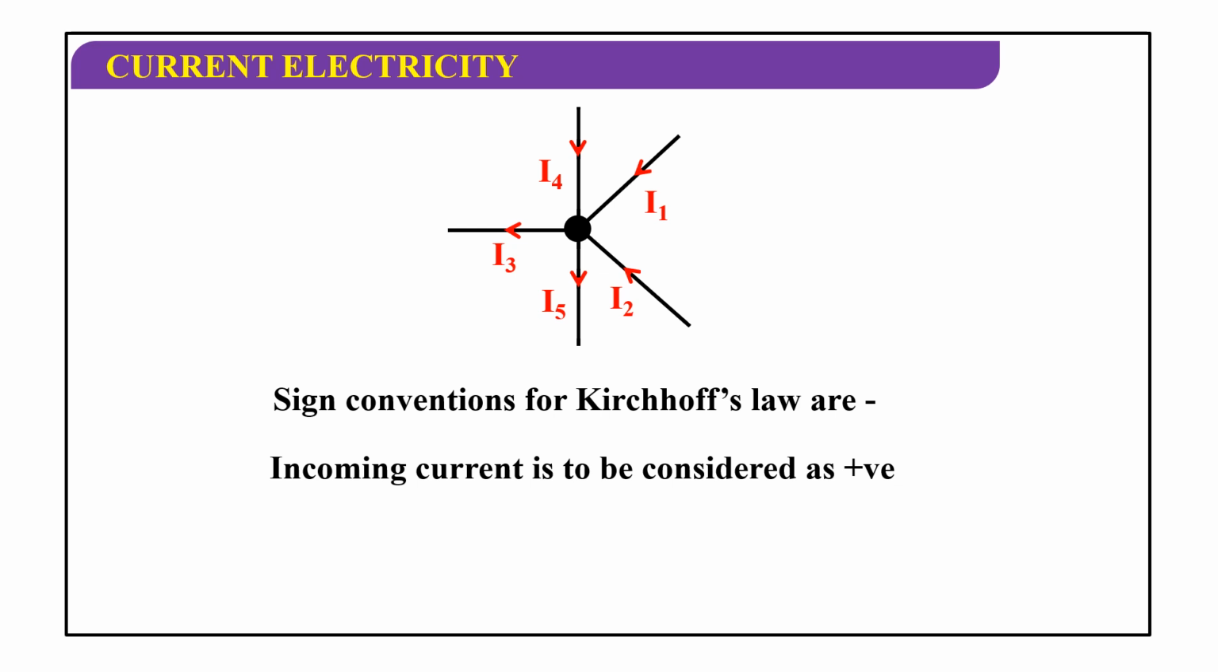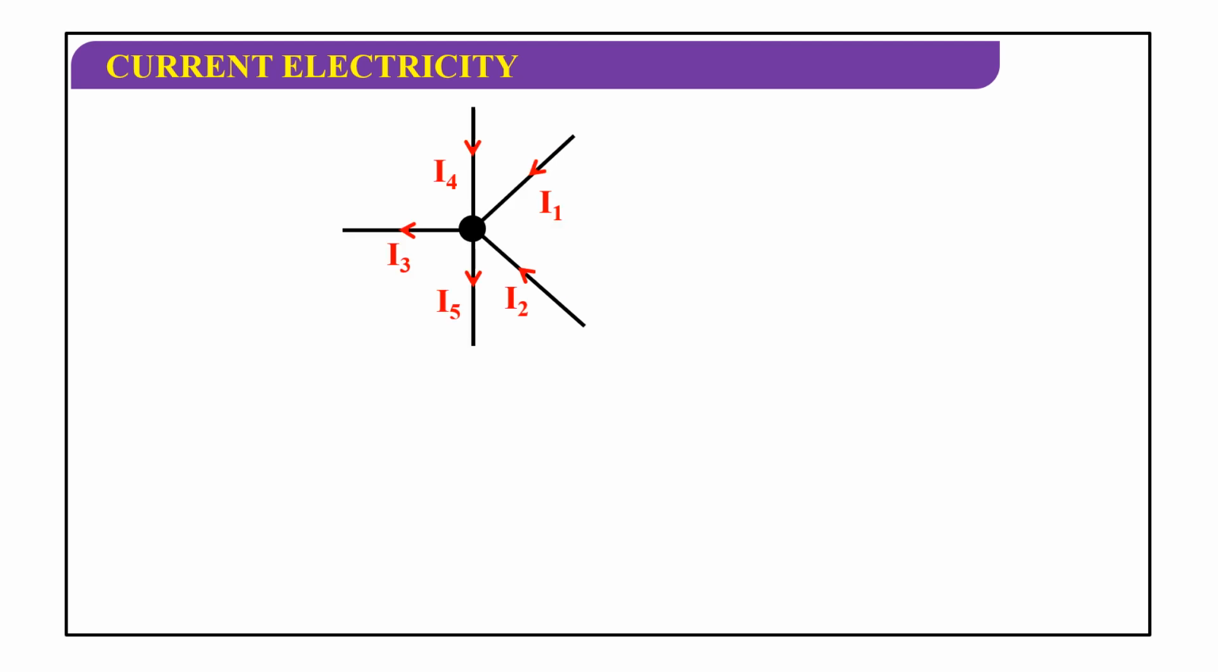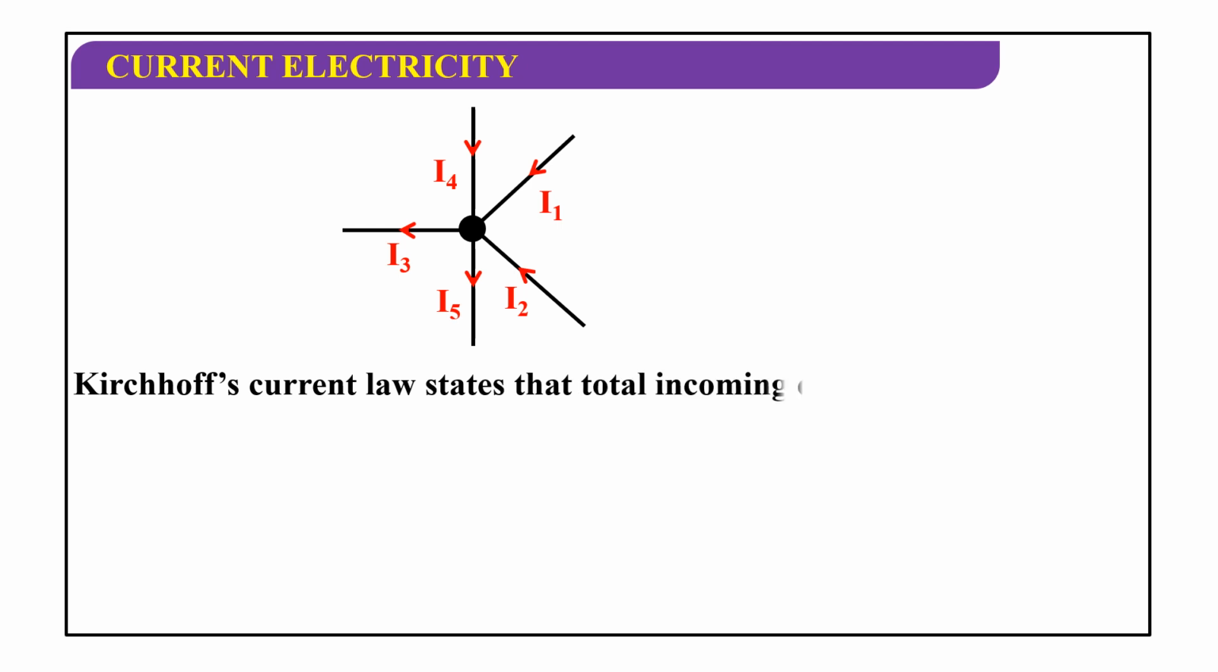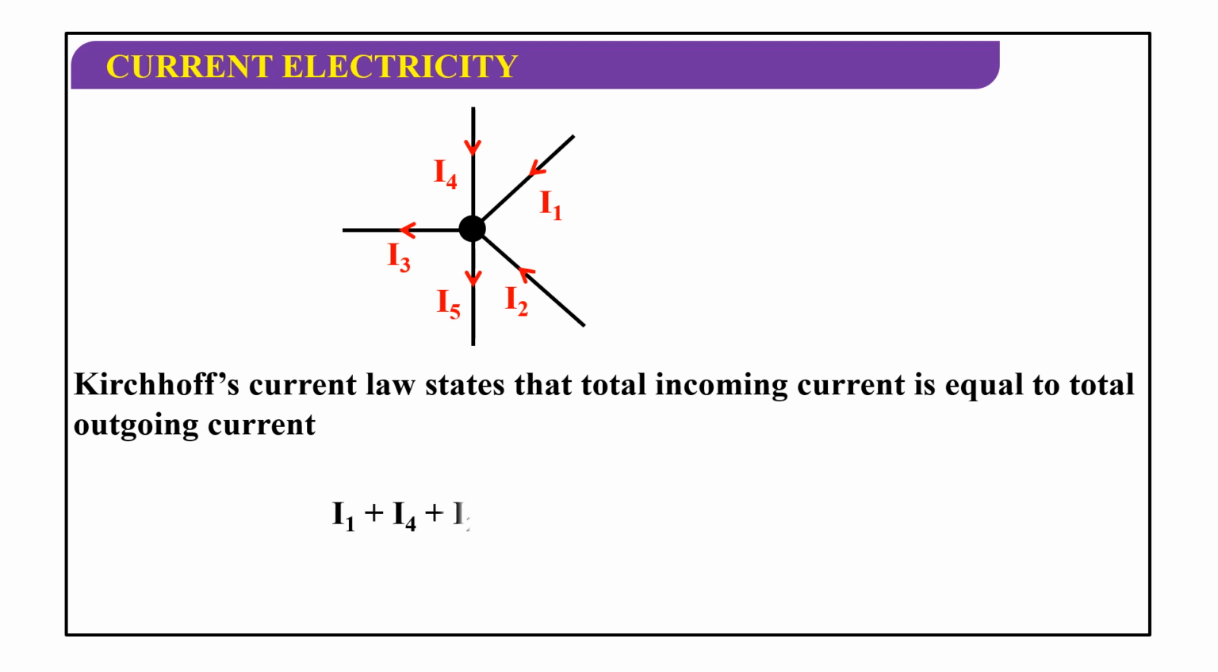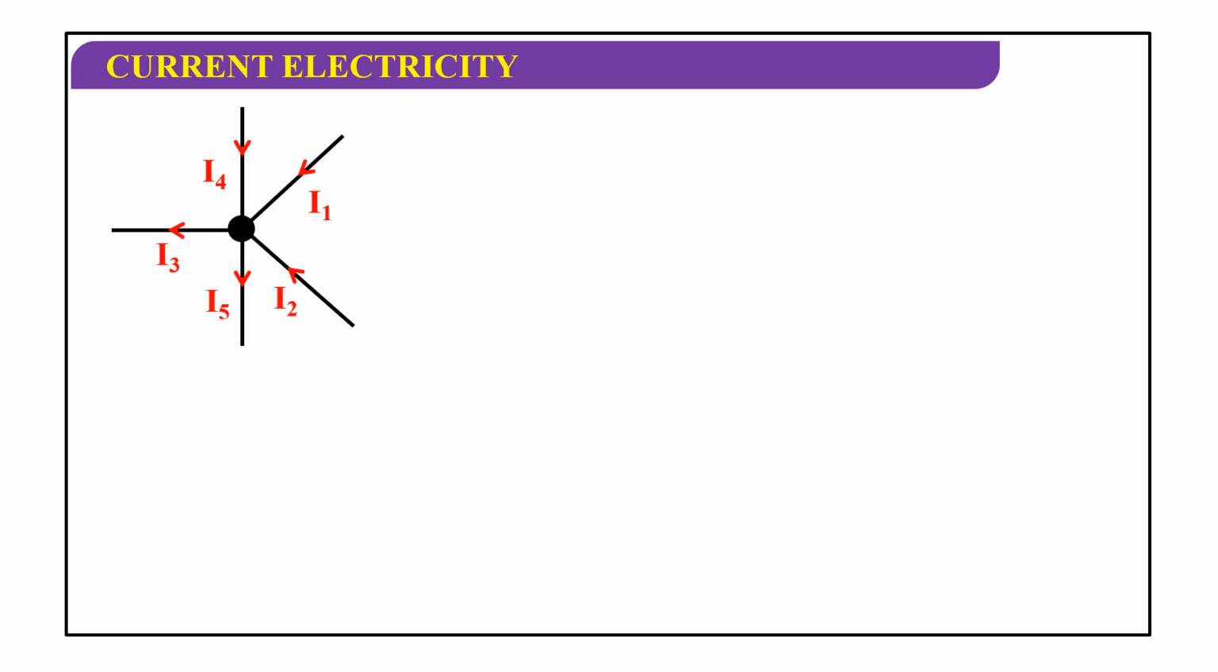So go for the sign convention. Incoming current is considered to be positive, outgoing as negative. So the statement of the Kirchhoff's first law, or KCL, is symbolically represented. I1 plus I4 plus I2 is equal to I3 plus I5.